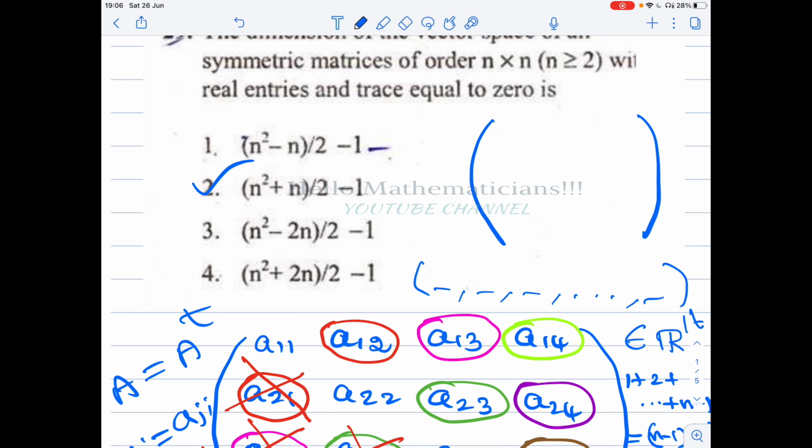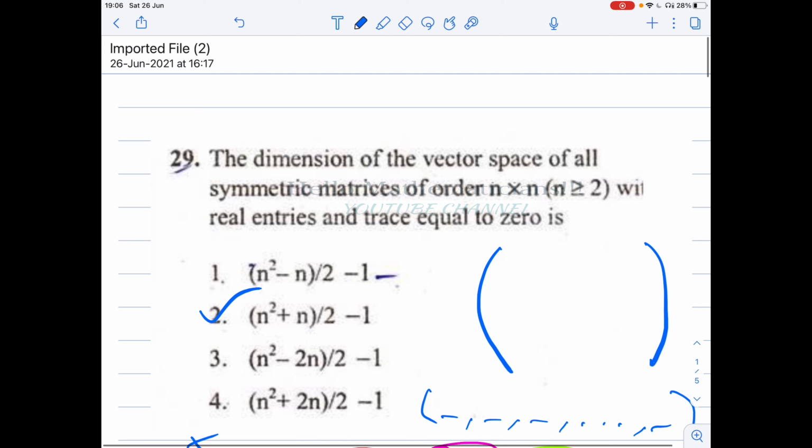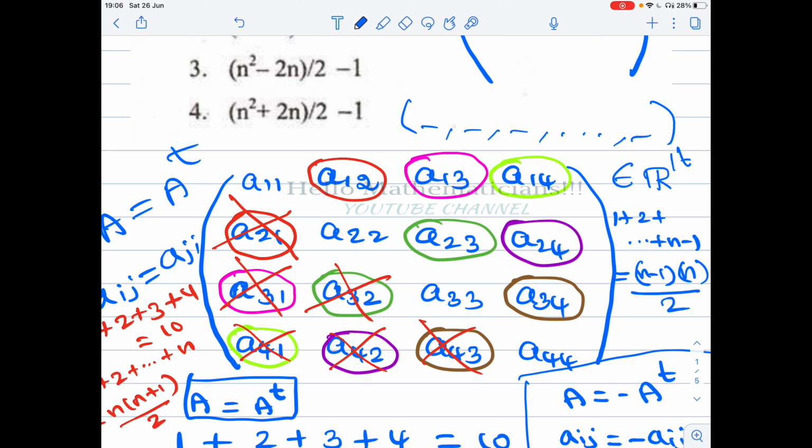I hope you understand clearly. Try to solve these; there are many problems in CSIR like finding the dimension of the vector space of symmetric matrices, skew symmetric, and other types of matrices also. With this idea of free variables, if you try to solve those problems, you might get a clear idea.